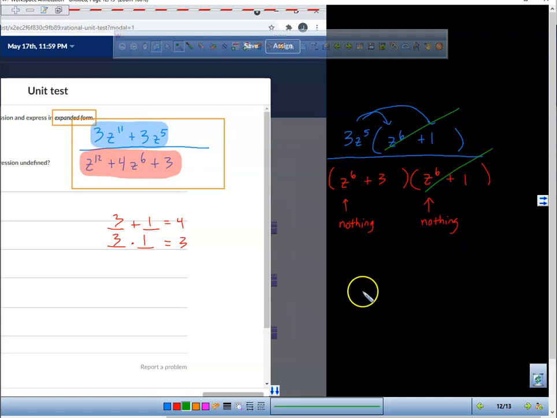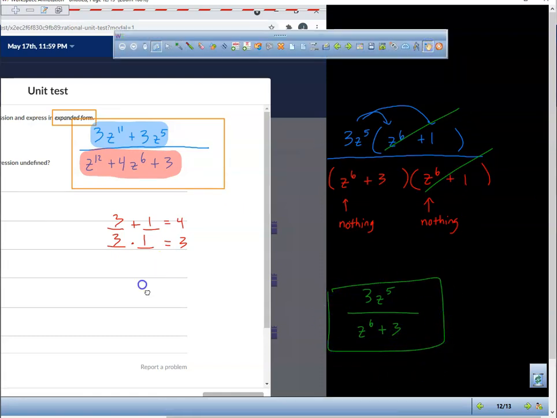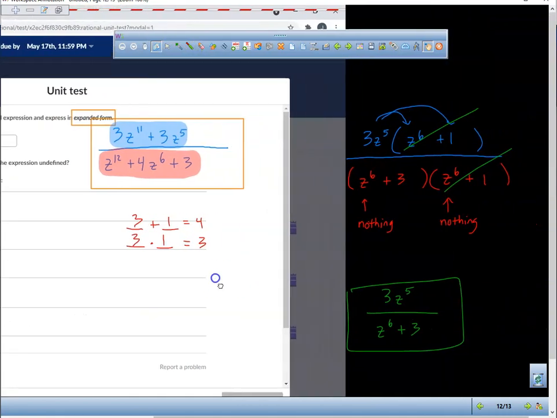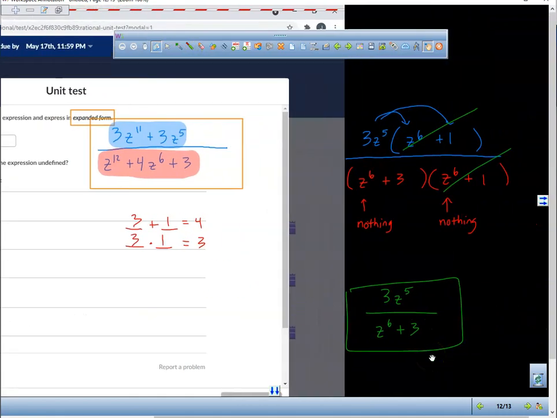So what do I have left? I have 3z to the power of 5 over z to the power of 6 plus 3. So that's what I'm going to type in for my simplified expression. And what am I going to type in over here? None of the above. I'll go back right there. 3z to the power of 5 over z to the power of 6 plus 3.